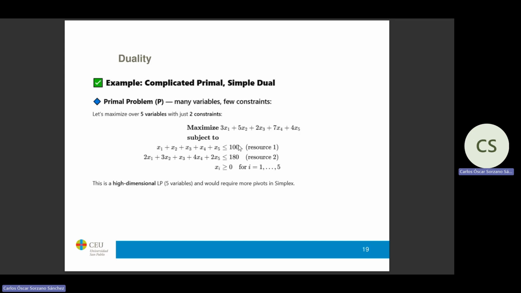So let's say that we are given this problem to maximize. We have many variables, x1 to x5, and we are just given two constraints. We already know how to solve this with the simplex method, but it takes more steps. If you count the number of simplex steps you have to do, because you have many variables in the objective function, it will take longer.